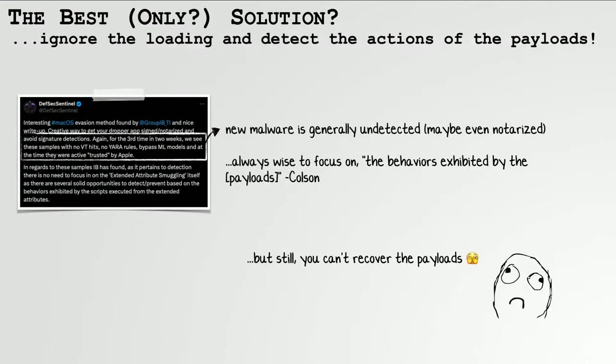So, pardon my French, but the shitty thing is, really the only thing we can do is basically ignore the loading and instead try to focus on detecting the activities of the in-memory modules. Because the attacker is probably going to do something observable once their code is loaded and executed. They might try to access the keychain. They might try to do other things. And Coulson, who spoke earlier, has a great quote that basically says it's wise to focus rather on the behaviors or the payloads. But even if we can detect that something funky is going on, we cannot access those in-memory payloads. There is nothing we can do. As defenders, we are screwed.